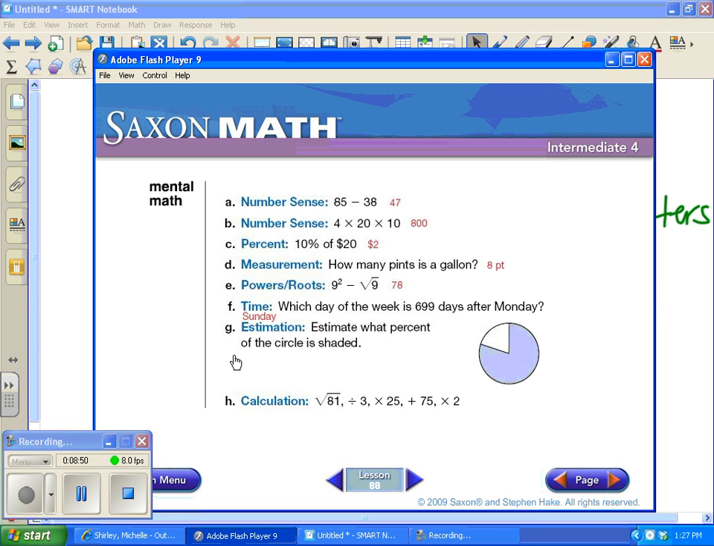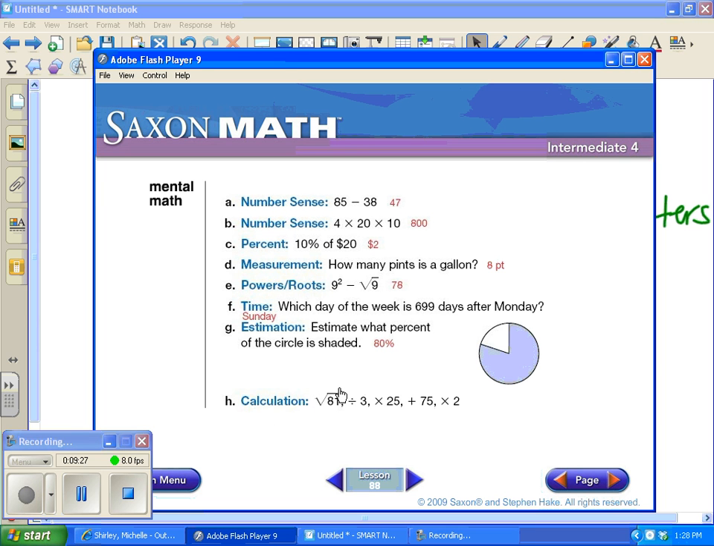Estimate what percent of the circle is shaded. Okay, if I make slices that are about this size for the rest of this, how many do you think I could fit in? Here's one, I think. 2, 3, 4, maybe a fifth. This is like a fifth, and this is 4 of them, and 4/5. That would be a fifth is 20, right? So if we have 4 of those left, 4 times 20, let's see if that's a good guess. About 80%. All right.